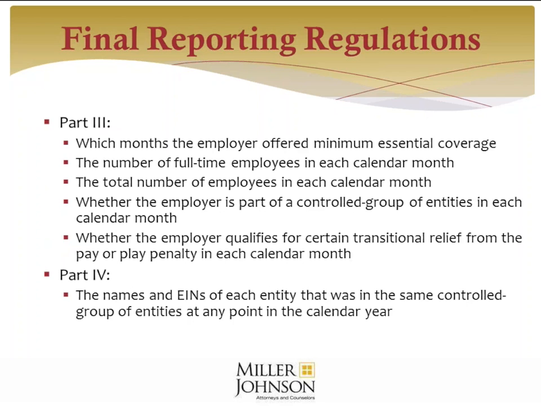And if you are in a controlled group, you unfortunately have to complete Part 4 and list the names and EINs of each entity that is in your controlled group, up to 30. If you have more than 30 entities in your controlled group, you only list the top 30 by size, and when we look at size, we determine size by the number of full-time employees employed by that entity.